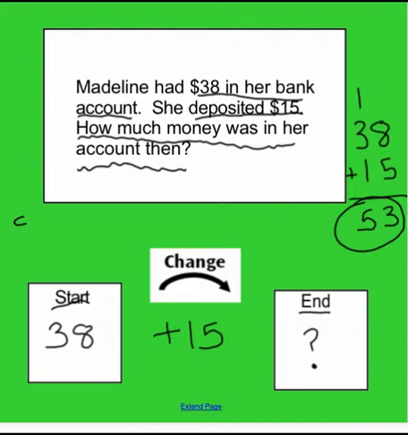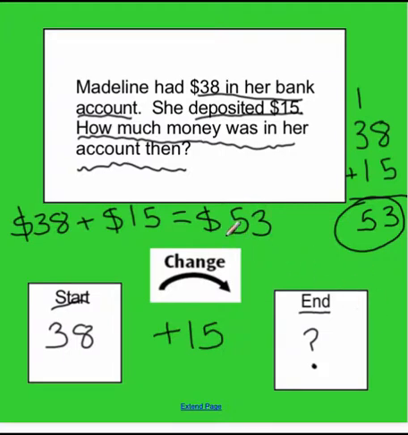I'm going to write this out as a number model. I'm going to use dollar signs this time because that's our unit. $38 plus $15 equals a total at the end of $53. Since my unit this time is money, I can just put a dollar sign to represent the unit.